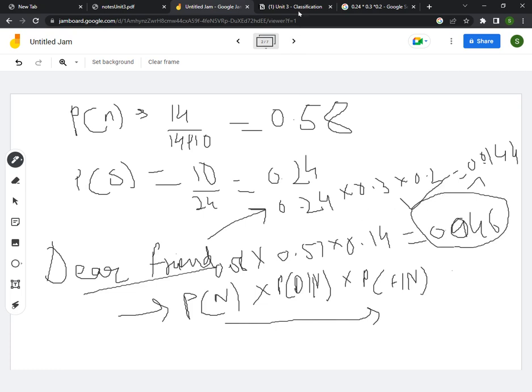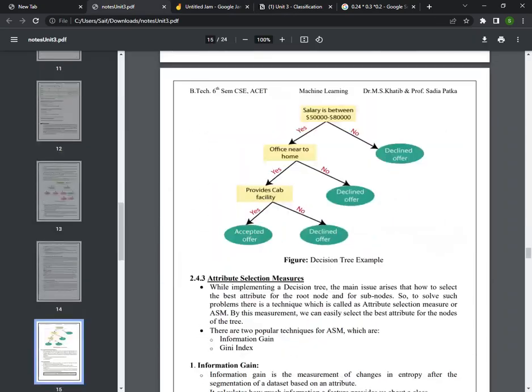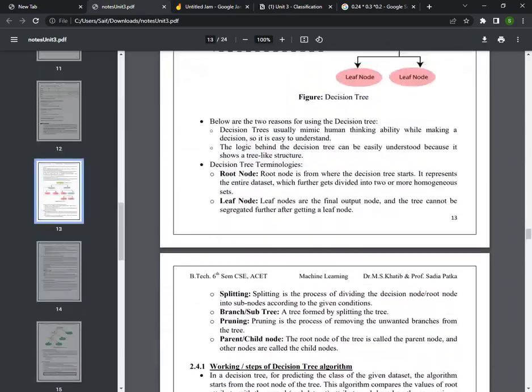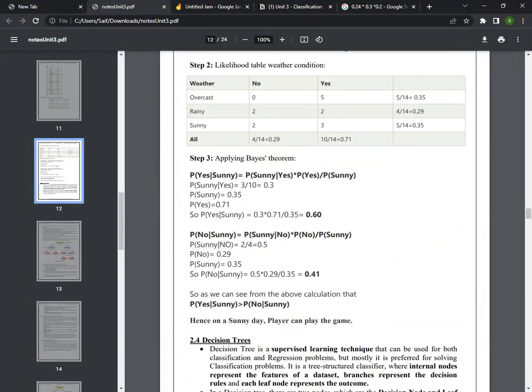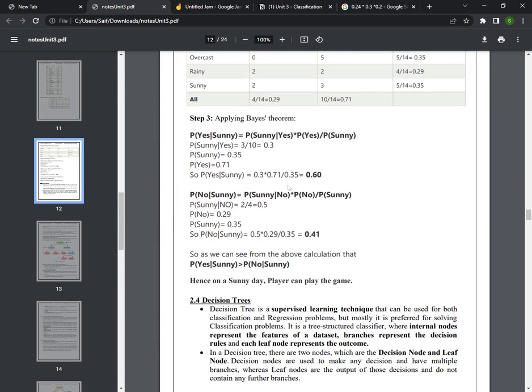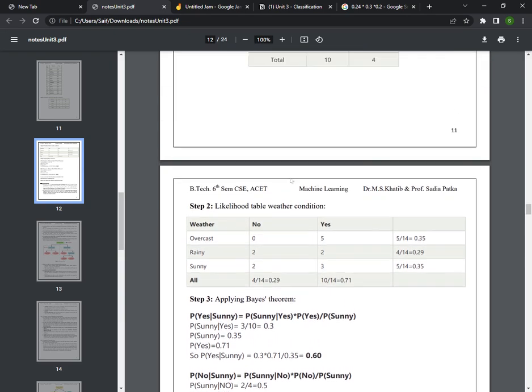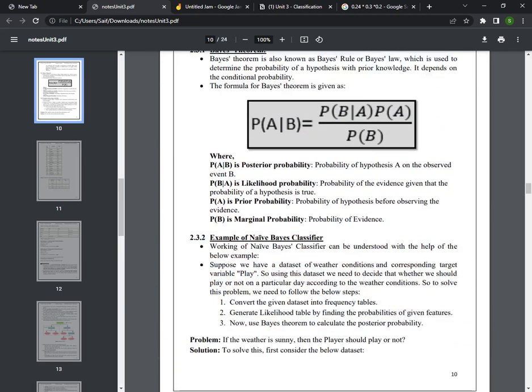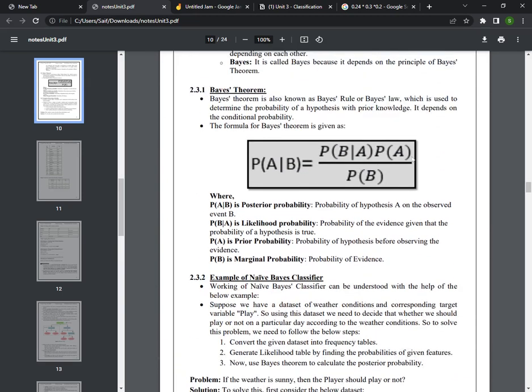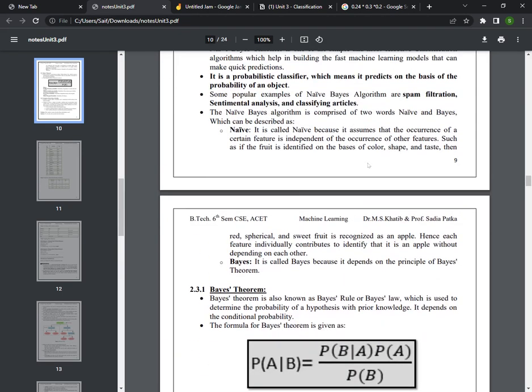So we will go through the notes once. Naive Bayes, naive Bayes. See, this is how they are calculating: multiplying probability by probability. And hence we are getting the result. So you can use this example and learn the formula for the naive Bayes theorem.